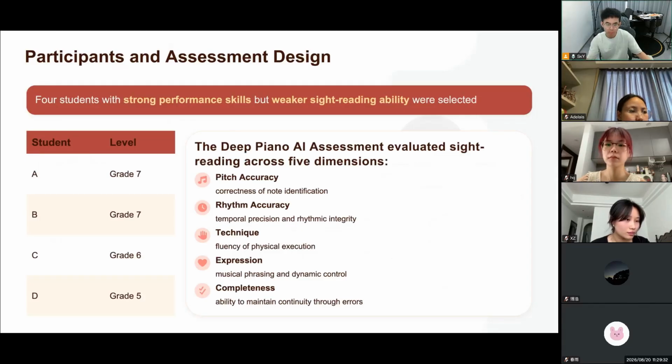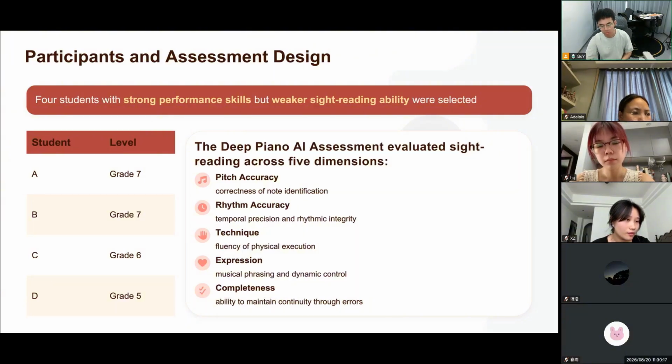For the teaching practice part, I select 4 students as research subjects. To protect their privacy, I will not use their real names in the paper or presentation. Instead, I will call them Student A, Student B, Student C, and Student D. These 4 students are around 11 to 12 years old, and they have already reached a certain level of piano playing ability. Among them, Student A and Student B are at ABRSM grade 7 level. Student C is at grade 6 level. Student D is at grade 5 level.